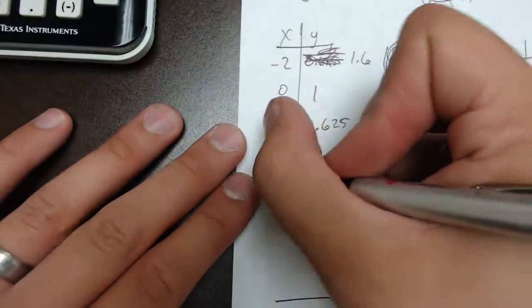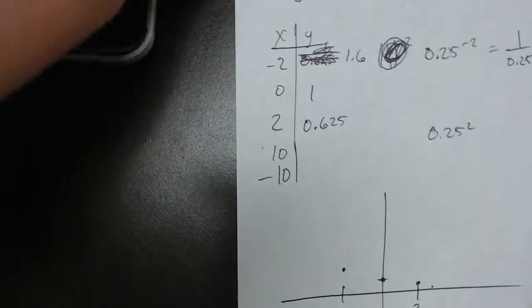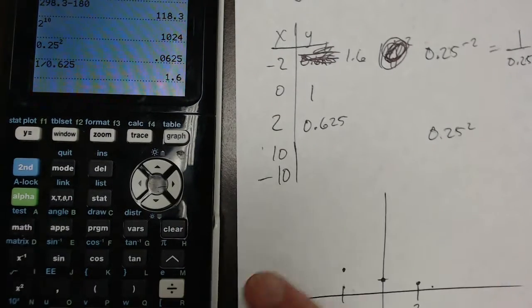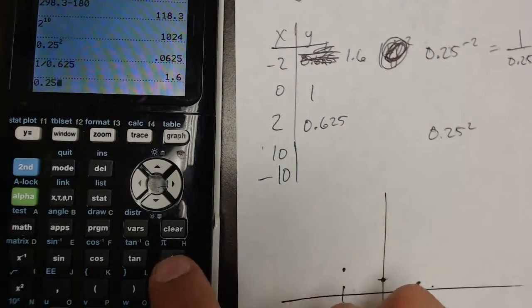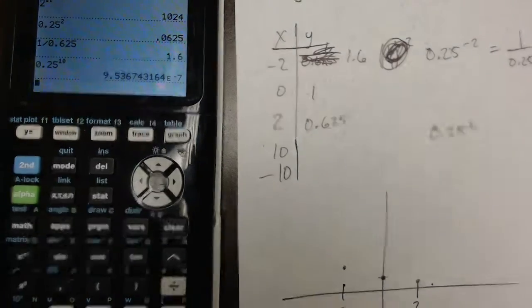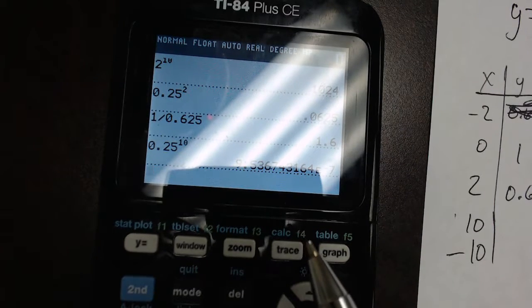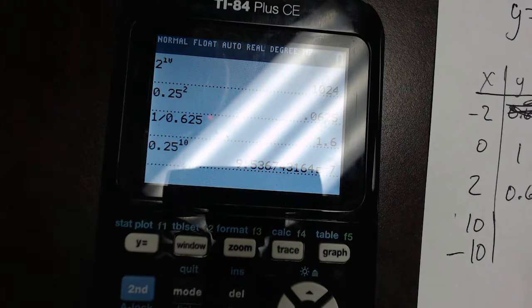So it looks like it's going to rise that way. We'll just do one more test. We'll push it to the extremes. We'll go negative 10, positive 10. All right. So if we take 0.25, we put it to the power of 10. My calculator gives me 9.5367 to the exponent of negative 7. So that's like 6 zeros in front of the 9.